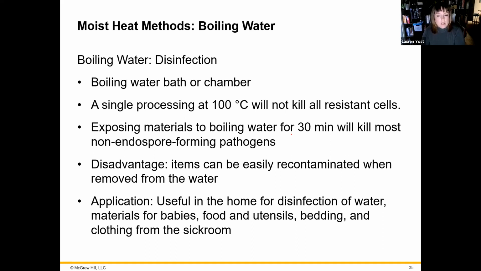This can be easily recontaminated whenever you are removed from the water. You know, you cool back down and instantly get recontaminated from the environment. So that's a problem there. But this is useful for home disinfection of water or for materials for babies. If we need it clean enough, we need to clean food and utensils and bedding and clothing from people who might be ill, that sort of thing.